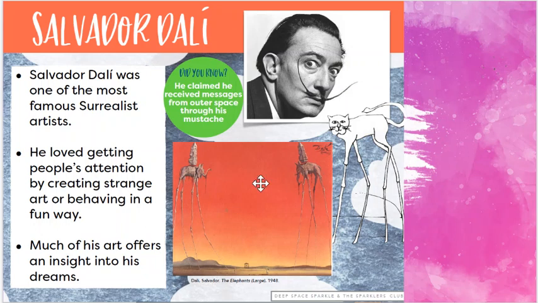Interesting fact, you can see in this little blurb, he claimed to receive messages from outer space through his mustache. He was a little wackadoodle, as you can see in his eyes. And I think you guys have heard me say before, I enjoy the wackadoodle. I like learning about weird things, and I like seeing that people are free to be themselves, even if themselves are a little weird, which Dali certainly was.